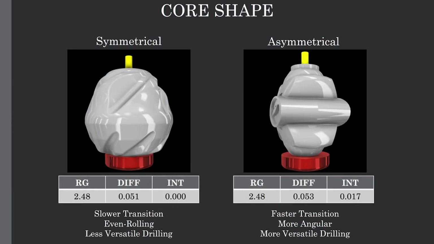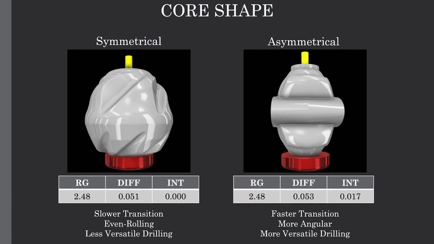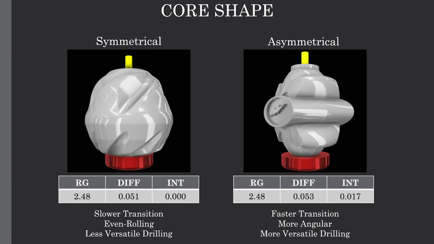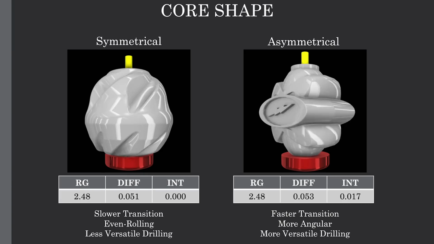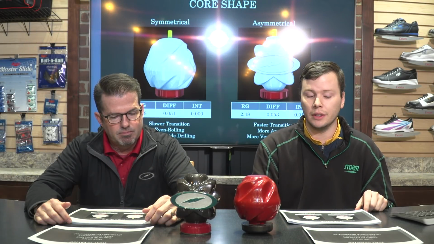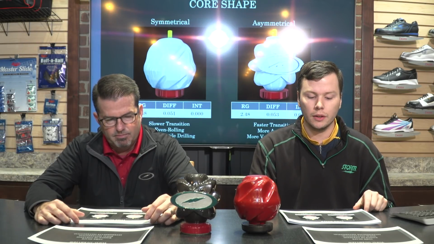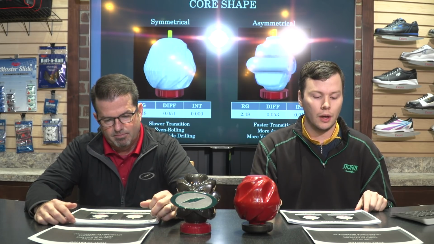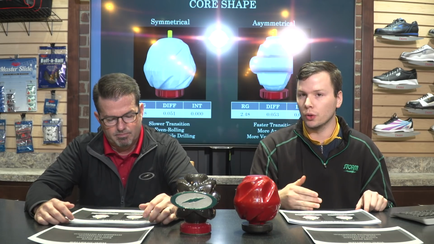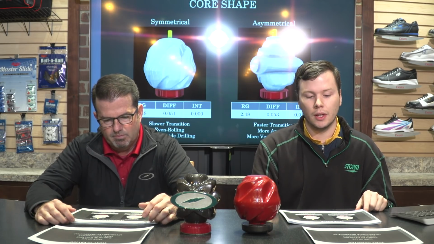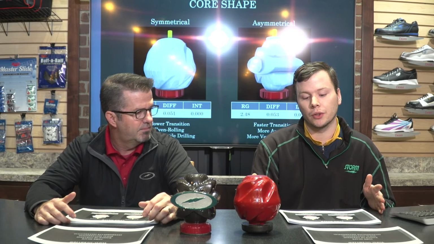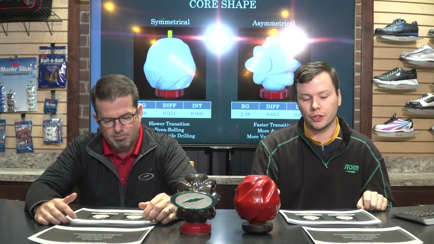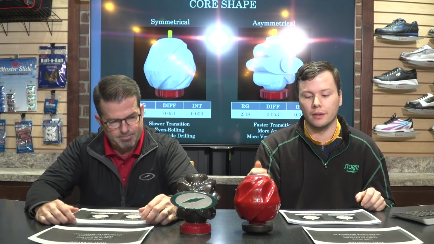There are all kinds of different shapes that you can get out of cores inside bowling balls, but they all fall into two broad categories, symmetrical and asymmetrical. Along with each of these, you're going to see three different numbers, and these three numbers are very important. That's going to be the RG, the total differential, and the intermediate differential. On symmetrical balls, the intermediate differential usually won't even be advertised because it's 0.000, it's not even there. It's the same from the Y to the Z axis.